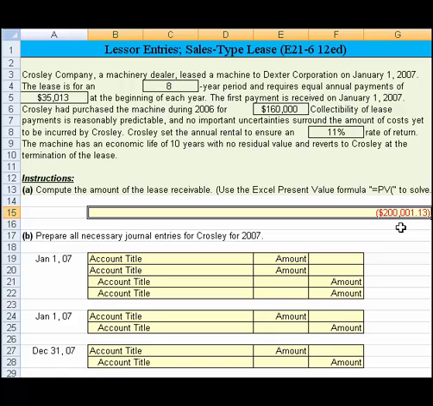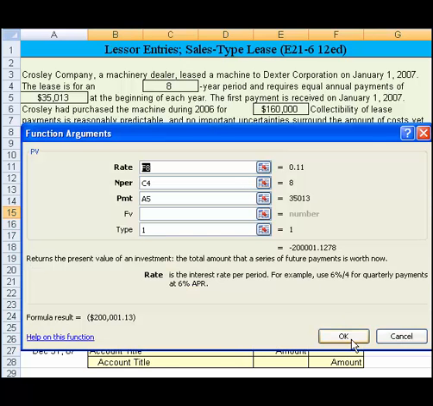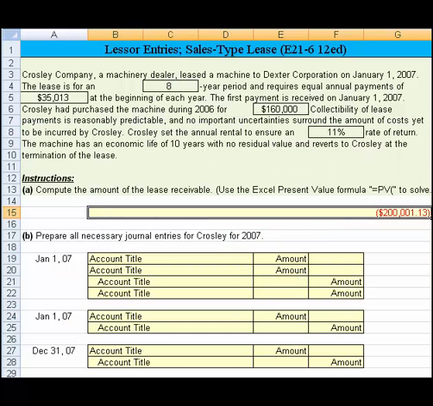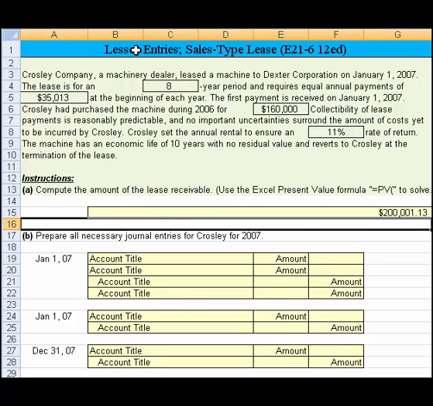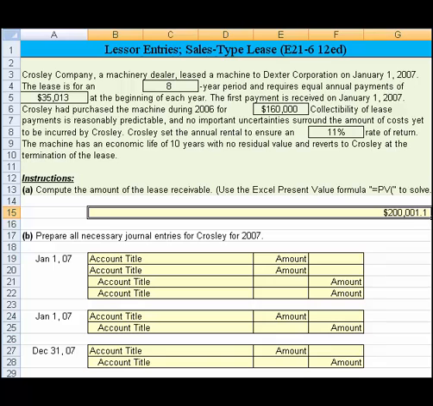Now it's negative because we assumed the $35,000 represents inflows. So if that represents inflows, then the value of it today shows up as an outflow. Okay, so the easiest way to turn that into a positive value is just put a minus sign in front of the formula. Okay, so rough and dirty, $200,000. I'll get rid of the cents. We don't need that. $200,001 to round.